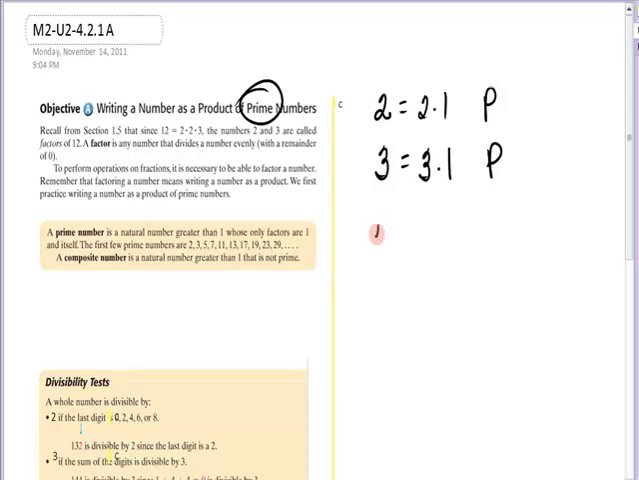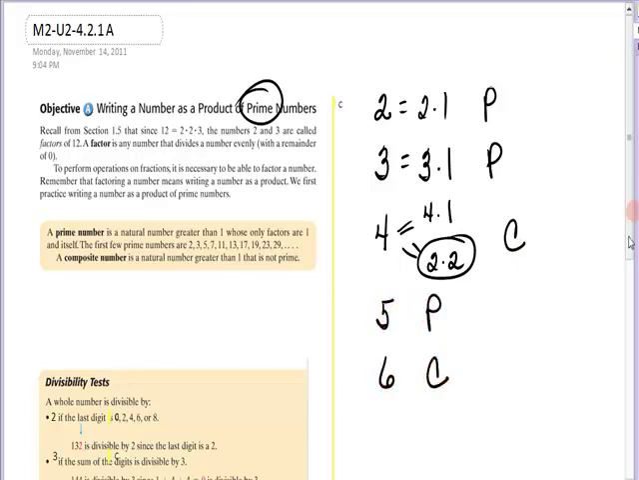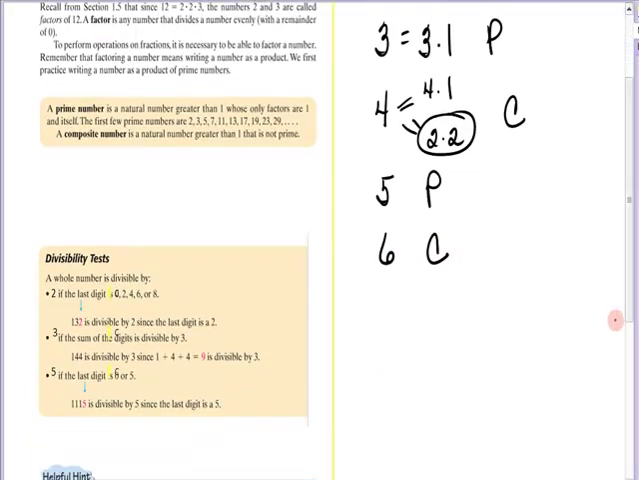The number 4 is not prime. It's what we call composite because yes, it is 4 times 1, but it is also 2 times 2. And when you can come up with an alternate way to factor it, other than itself and 1, it's not prime, it's composite. So 5 would be prime. 6 would be composite because not only do you have 6 times 1, but you have 2 times 3. 7 is a prime. 8 is composite, and so on.